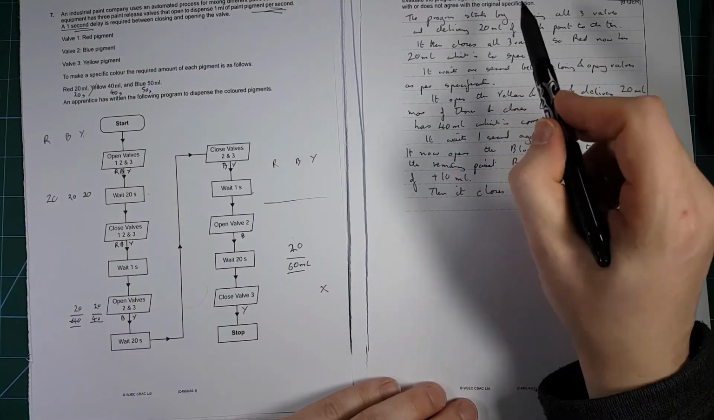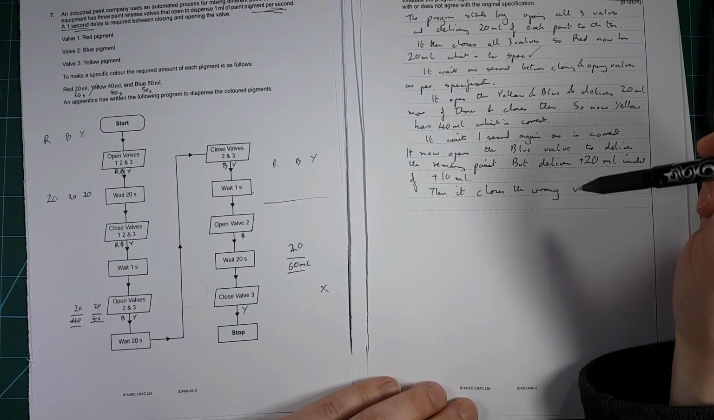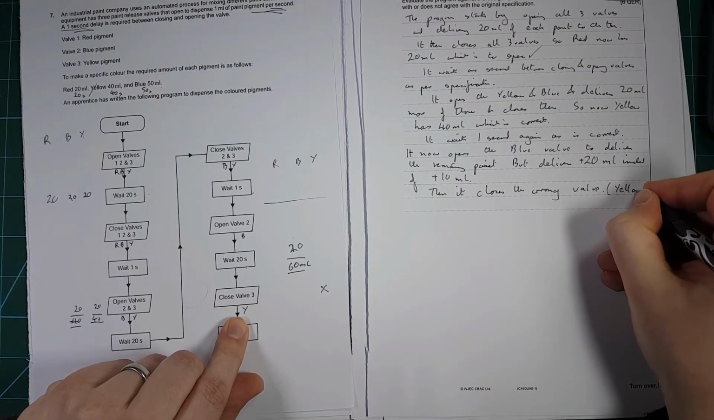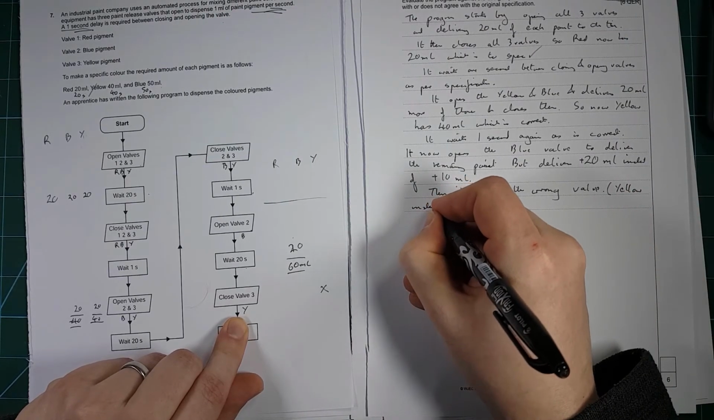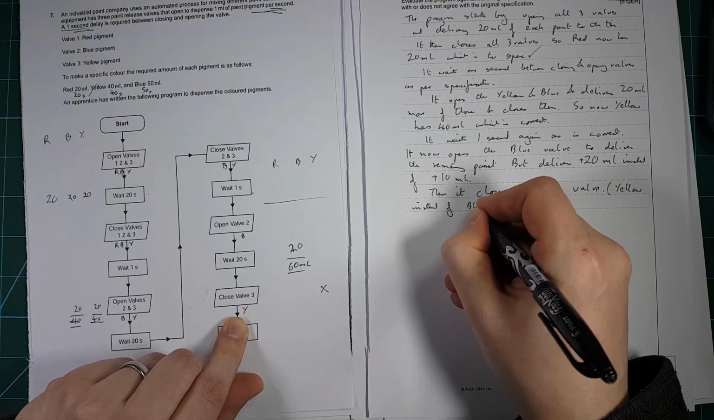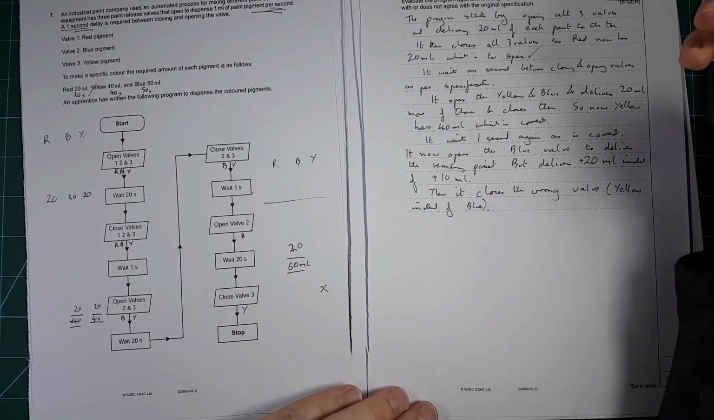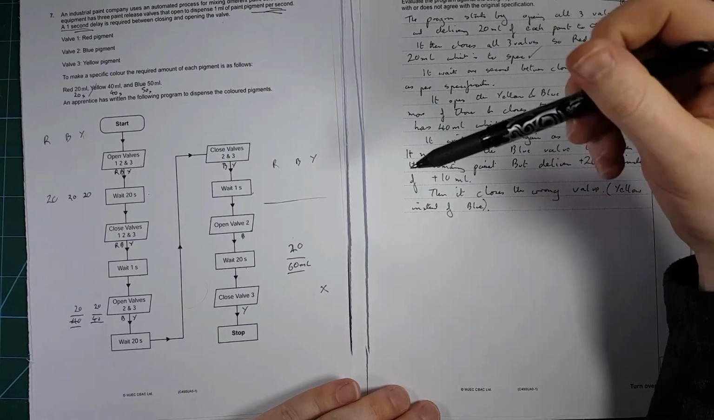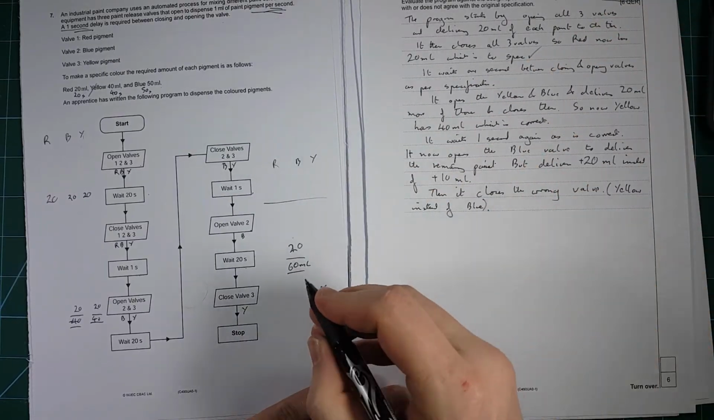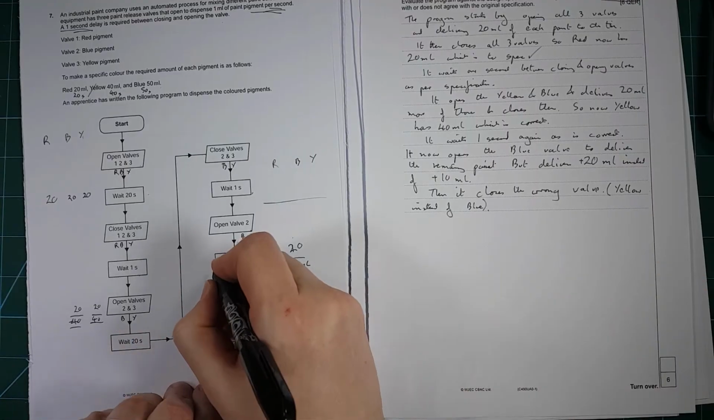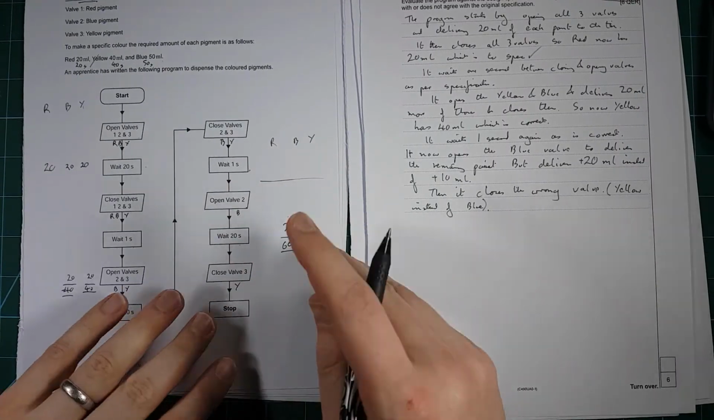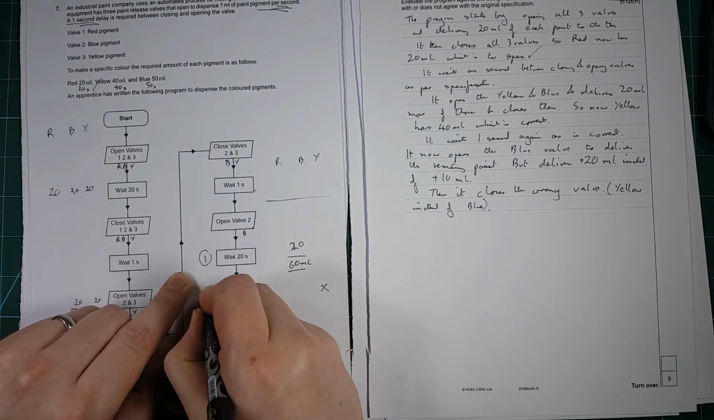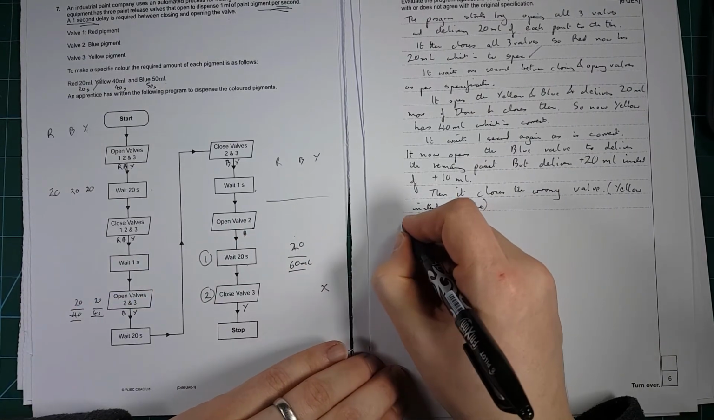Right, it doesn't in this one say how, sorry, it closes the wrong valve, it closes the yellow valve instead of the blue one. Now, it doesn't say here that you're supposed to suggest the fixes, but we'll write the fixes down anyway, why not? So what I would do at this stage is I would just mark on here a couple of points, so 1 and 2 fixes.